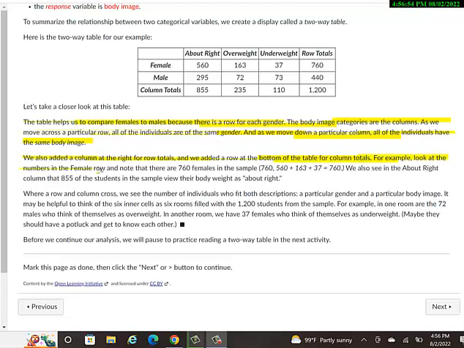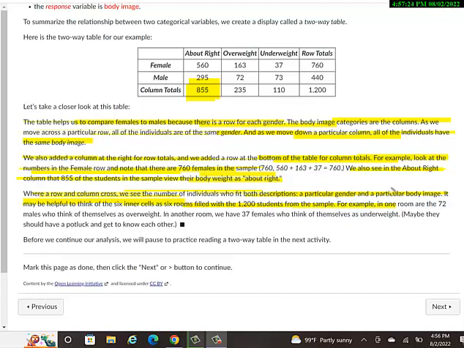For example, look at the numbers in the female row, and note that there are, like we mentioned, 760 females in the sample. We also see that in the about right column, there are 855 of the students in the sample who view their body weight as about right. When a row and column cross, we see the number of individuals who fit both descriptions, a particular gender and a particular body image. It may be helpful to think of the 6 inner cells as 6 rooms filled with 1,200 students from the sample.